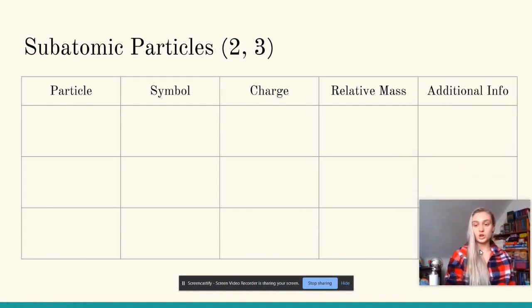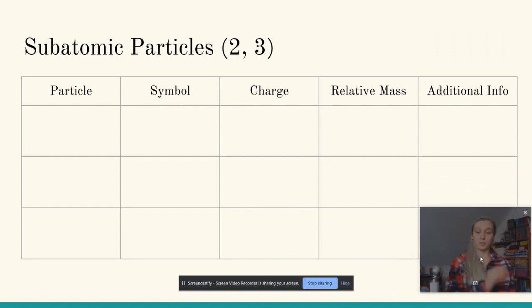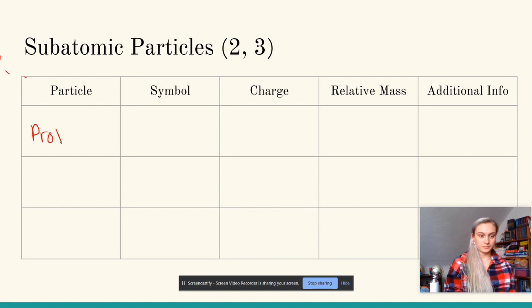Okay, so I'm going to have the particle, the symbol of the particle, the charge, relative mass, and then additional info. And these are of the subatomic particles. So we know the 3 subatomic particles are, first we have protons. Then we have neutrons. Then we have electrons.